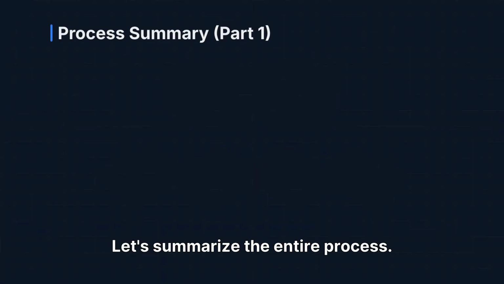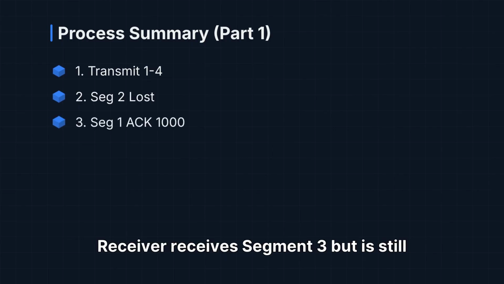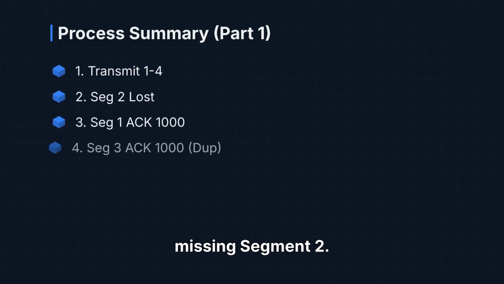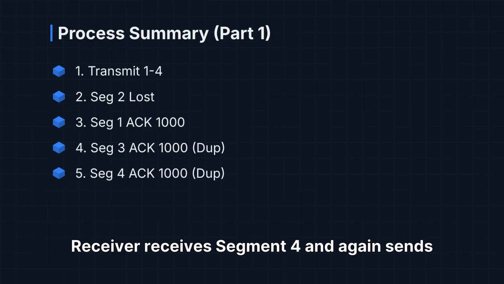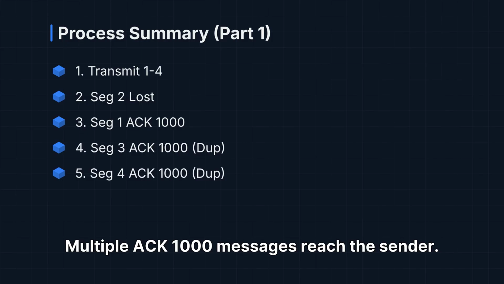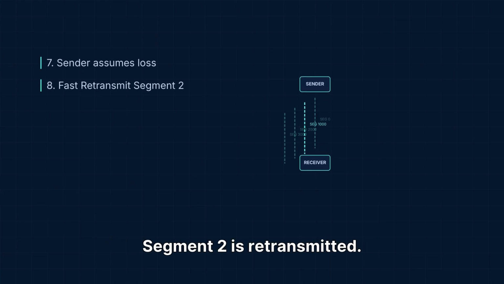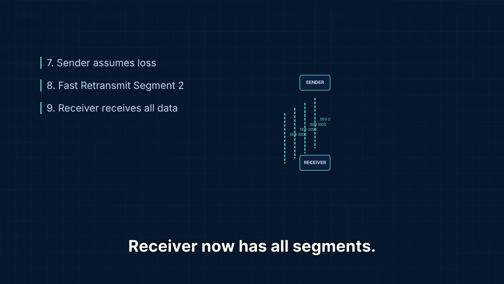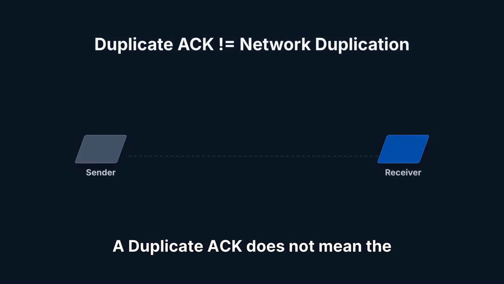Let's summarize the entire process. Sender transmits segments 1, 2, 3, and 4. Segment 2 gets lost. Receiver gets segment 1 and sends ACK 1000. Receiver receives segment 3, but is still missing segment 2. Receiver sends ACK 1000 again. Receiver receives segment 4 and again sends ACK 1000. Multiple ACK 1000 messages reach the sender. Sender receives 3 duplicate ACKs. Sender assumes segment 2 was lost. Sender performs fast retransmit. Segment 2 is retransmitted. Receiver now has all segments. Receiver sends ACK 4000.